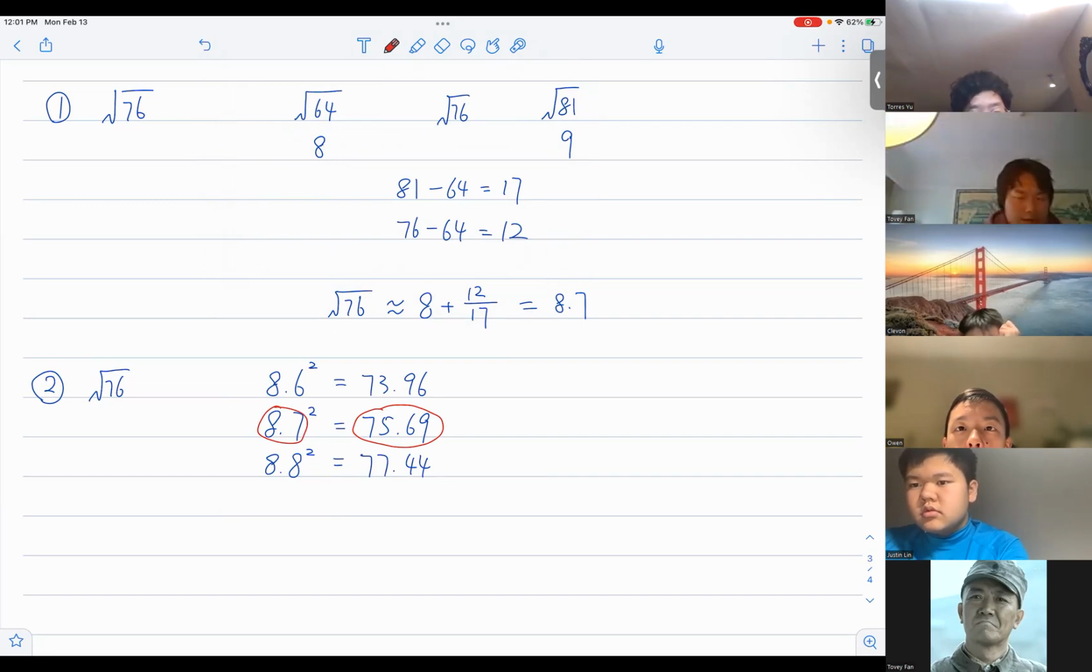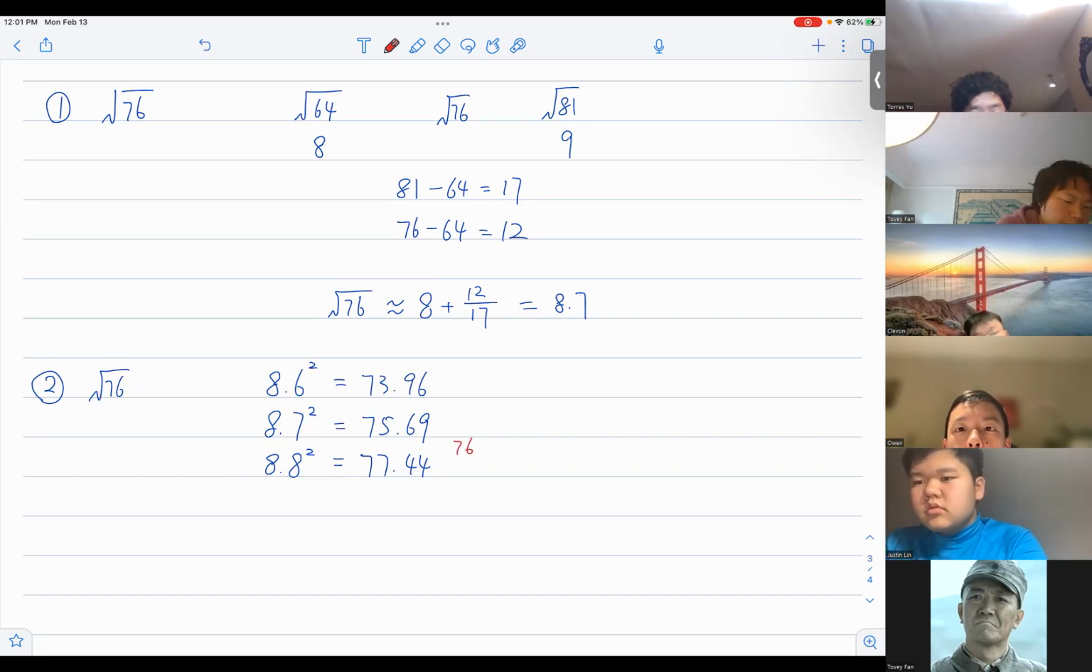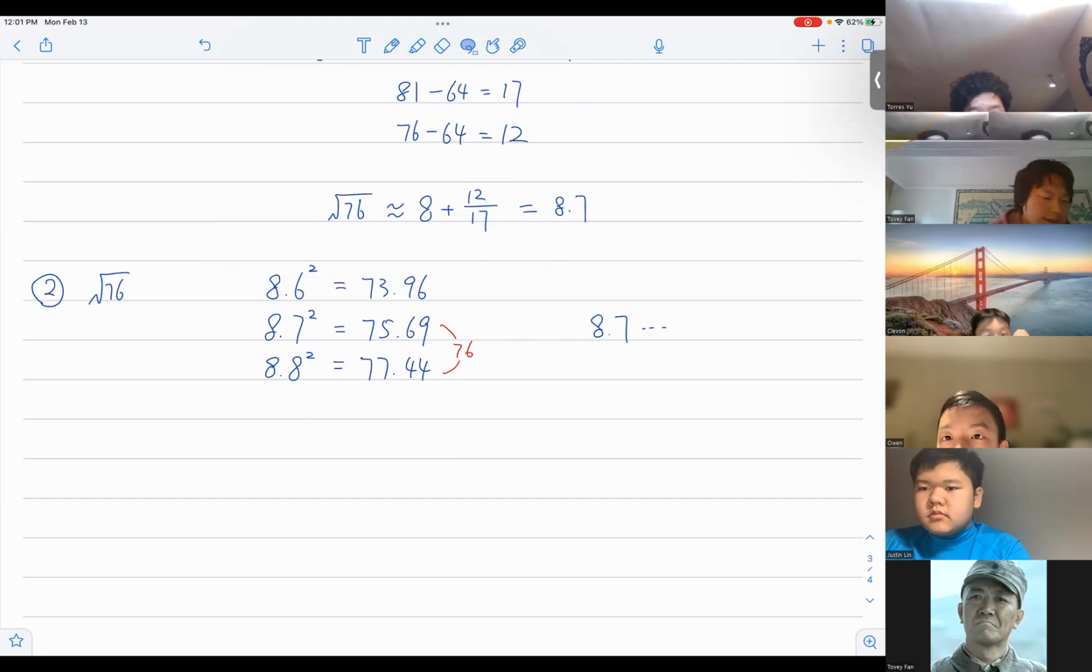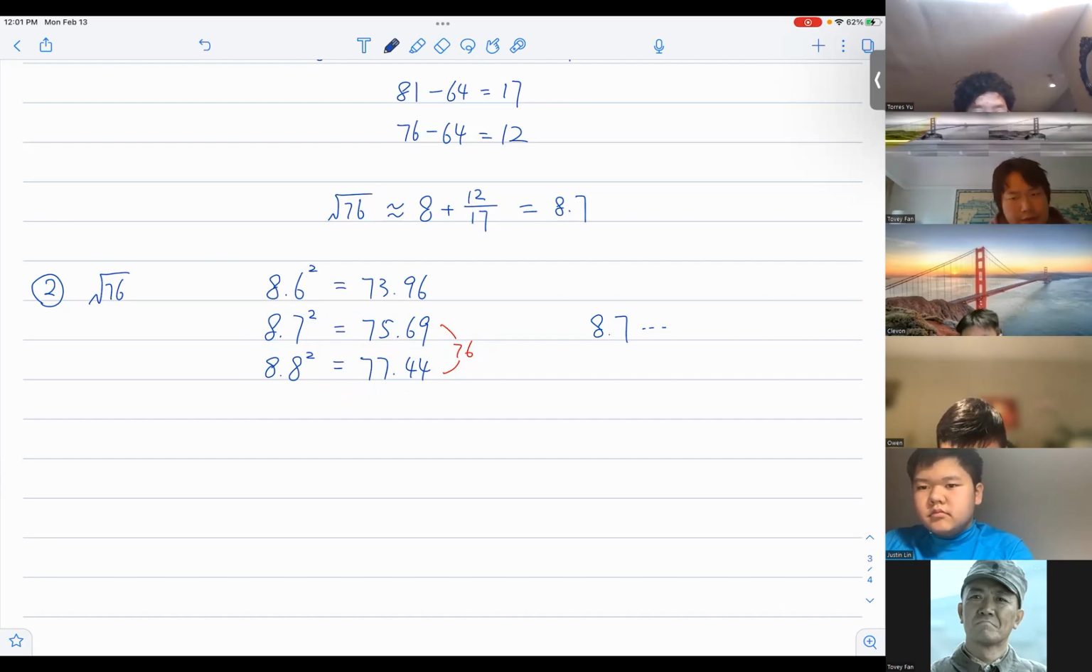Actually, using this method, you can estimate it to be any decimal place you want. Say that you want to estimate to 2 decimal places. You just keep doing this. So for example, 76 is between 75.69 and 77.44, right? So that means our answer, if you want to estimate to 2 decimal places, must be 8.7 something. So we try again. Notice that 76 is closer to 8.7 squared and further away from 8.8 squared, so maybe it's around 8.71, 8.72, 8.73, something like that.